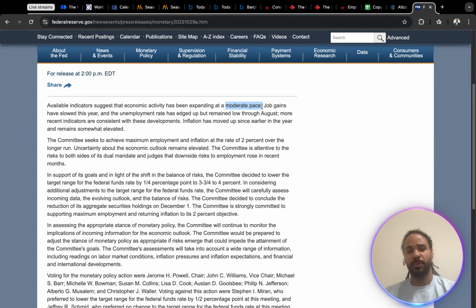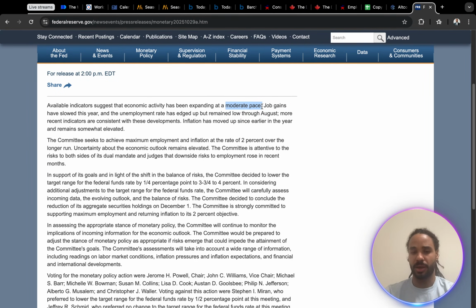When it says job gains have slowed this year, and the unemployment rate has edged up but remained low through August, more recent indicators are consistent with these developments. Inflation has moved up since earlier in the year and remains somewhat elevated. The committee seeks to achieve maximum employment and inflation at the rate of 2% over the long run. Uncertainty about the economic outlook remains elevated.